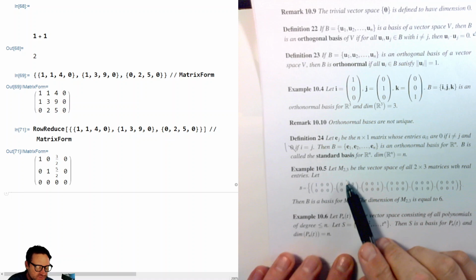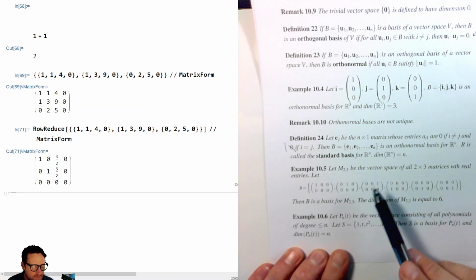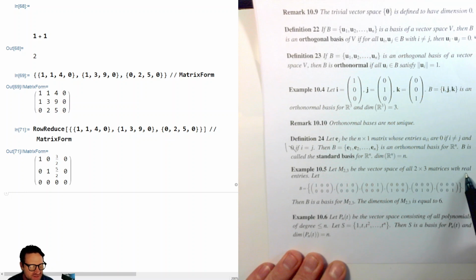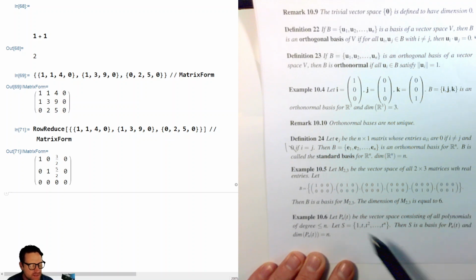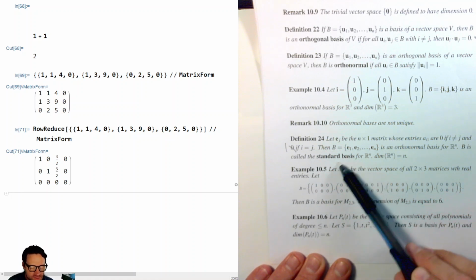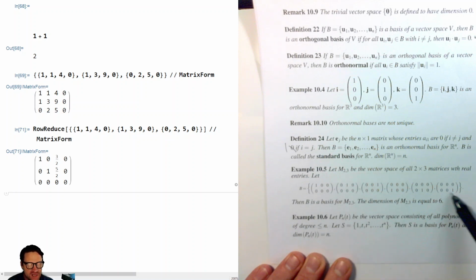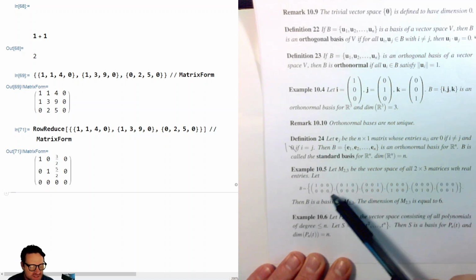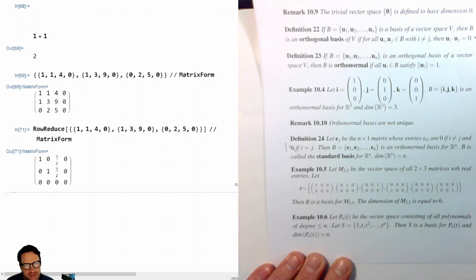Okay, example 10.5. Let M_2,3 be the vector space of all 2 by 3 matrices with real entries, and let this set B be that set. B is a basis for M_2,3. So in other words, I can obtain every 2 by 3 matrix as a linear combination of these 6, and these 6 matrices treated as vectors are linearly independent. Now, how many are there? There are 6, so the dimension of this vector space is 6.